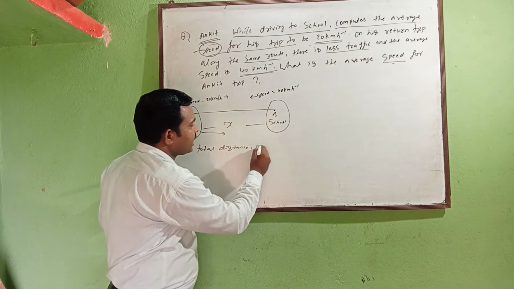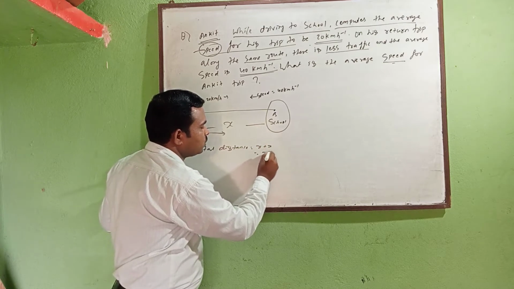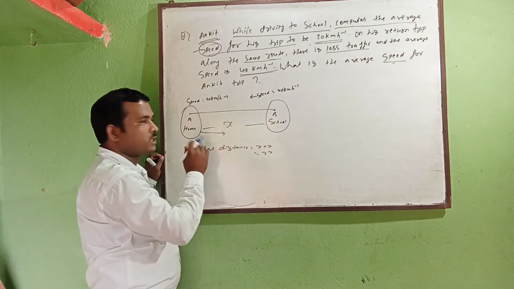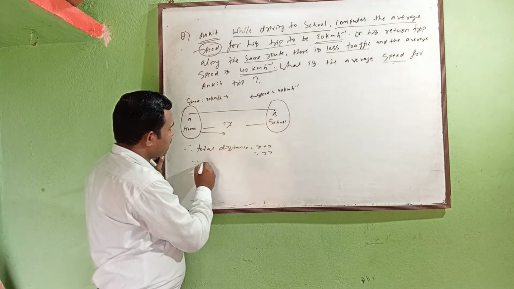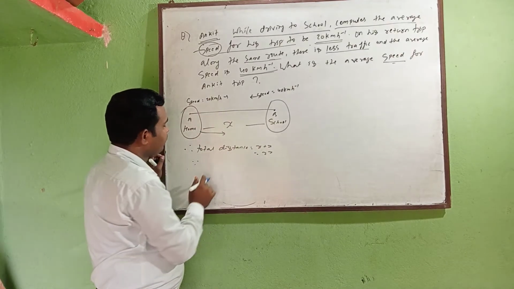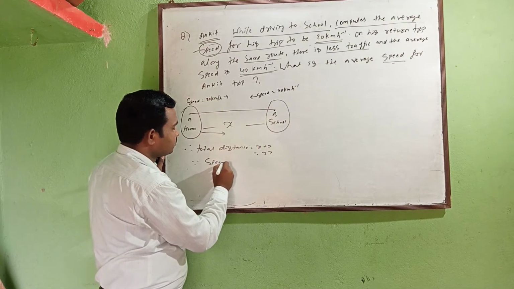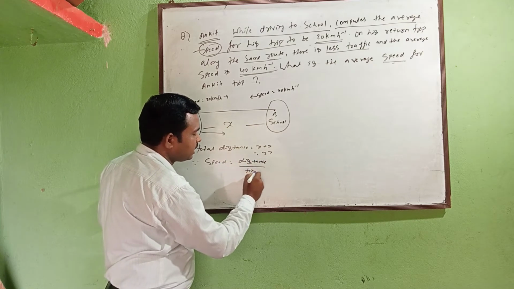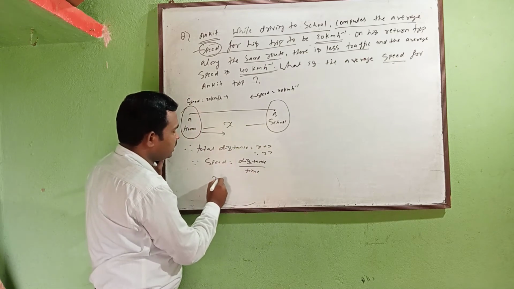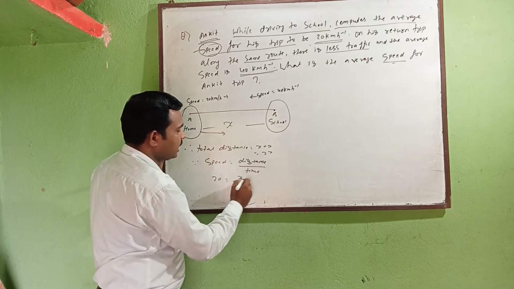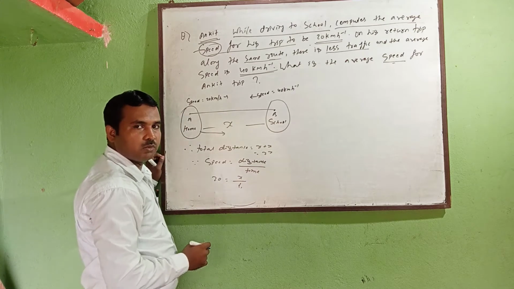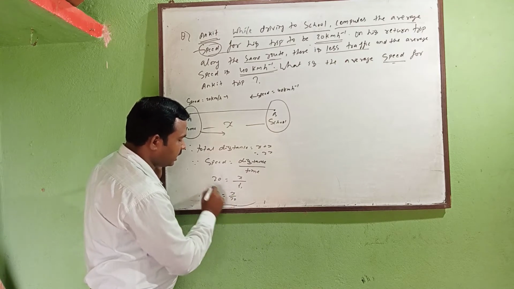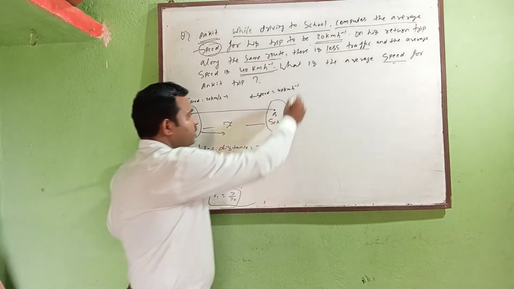So the total distance is x plus x, that is 2x. Is it clear? Another thing, there are two speeds. You know that speed equals distance by time. For the first speed, 20 equals distance x over time, which you can assume is t1. Cross multiply, and you will write t1 is equal to x by 20. We have the value of t1.